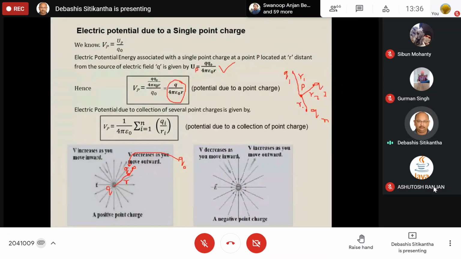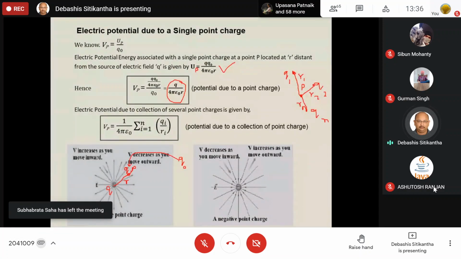So in this way, I have to find the magnitude of each of these charges, and if I know the distance of separation between these point charges and the point of calculation, then obviously everything turns out to be very easy. Okay. So this is the equation. This is the potential due to a collection of point charges.